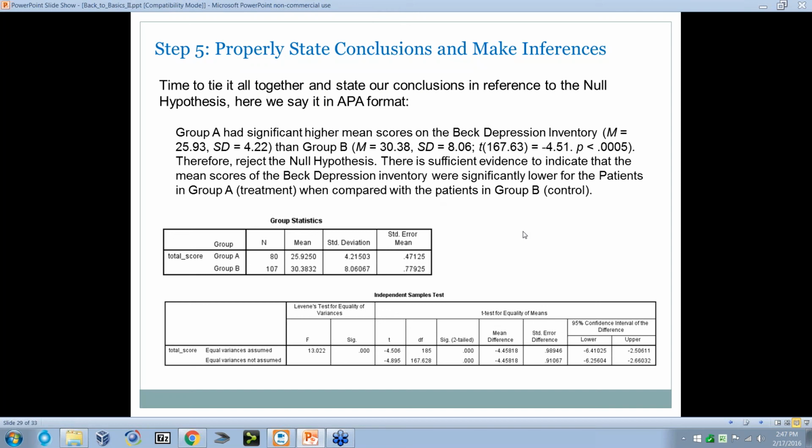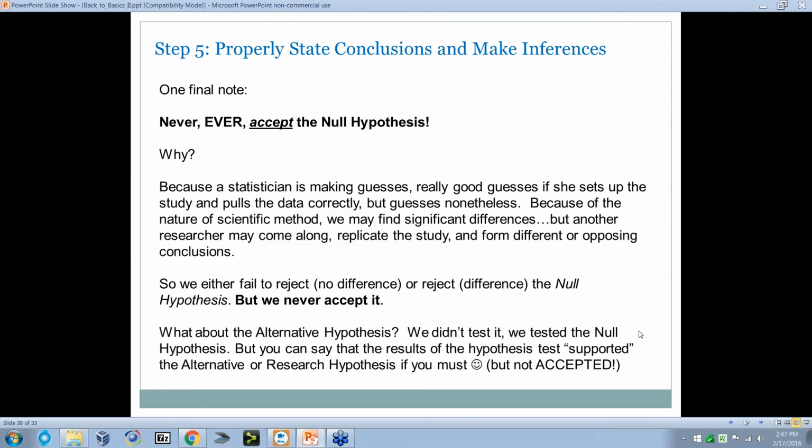So this is all correct. So we are going to reject the null hypothesis. This part's correct. There is sufficient evidence to indicate that the mean scores of the Beck Depression Inventory were significantly lower for patients in Group A when compared to the patients in Group B. And I'll try to remember to change that on the handout. There's nothing worse than having a typo like that and confusing everybody. Sorry about that.